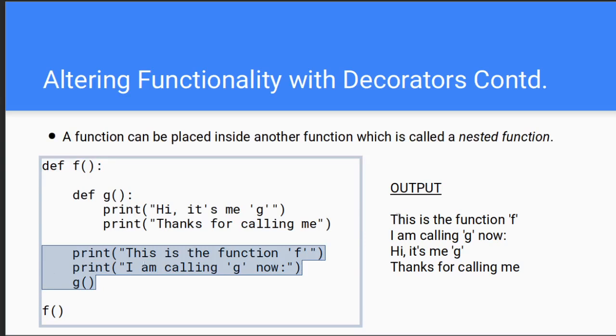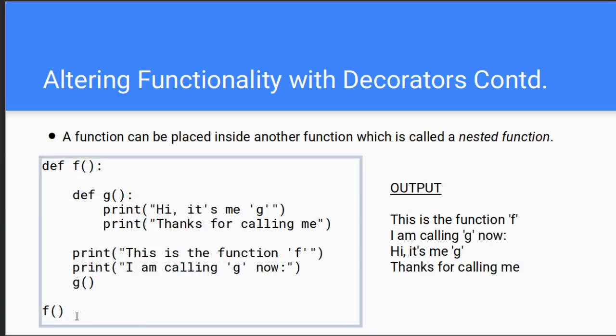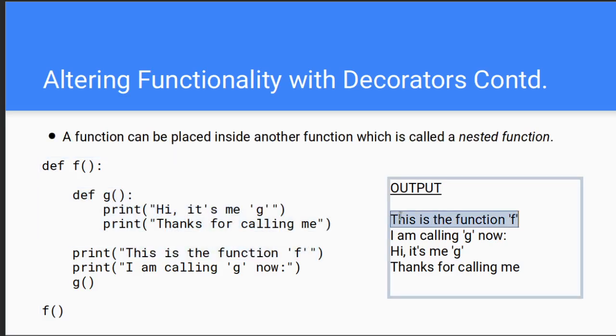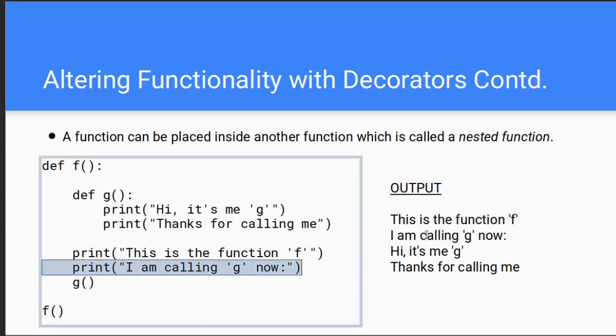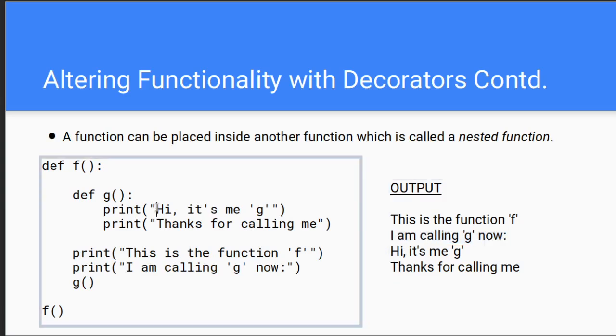So the output looks like this. First, this is our function definition. Our main line begins here, and all we do is we call f. The first thing f actually does is it defines g. But the first thing we'll see is it's going to print, this is the function f. Then it will say, I'm now calling g, and then it will actually call g. And it says, hi, it's me, g. Thanks for calling.